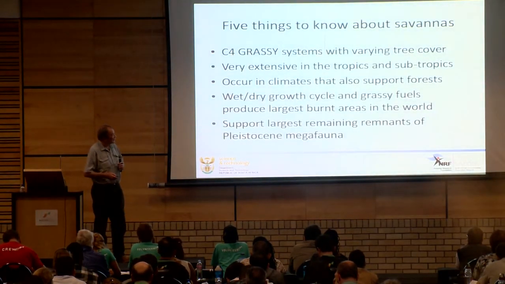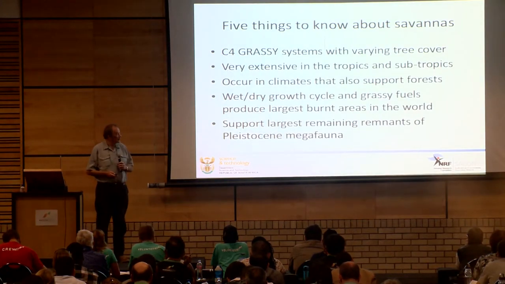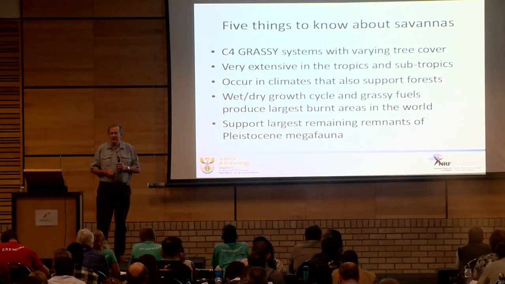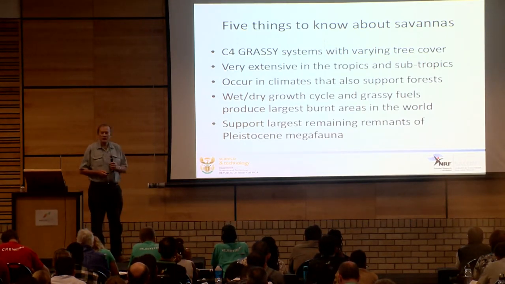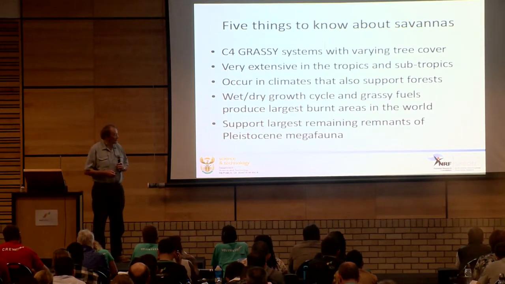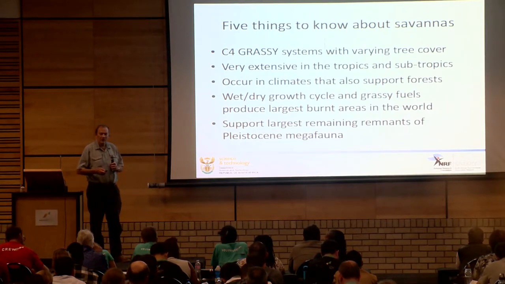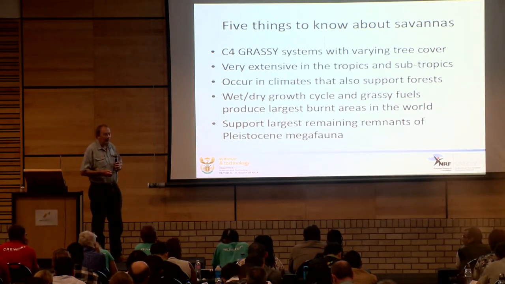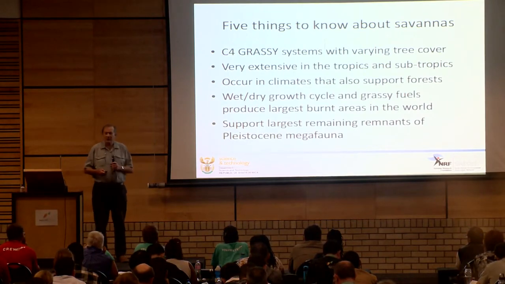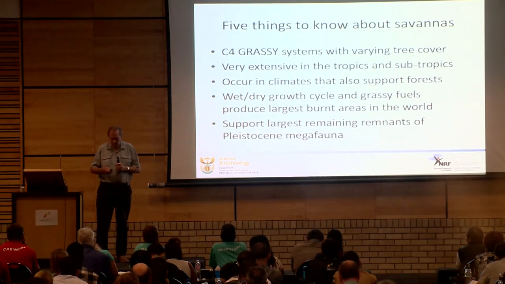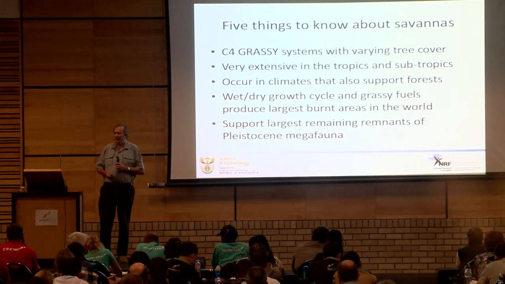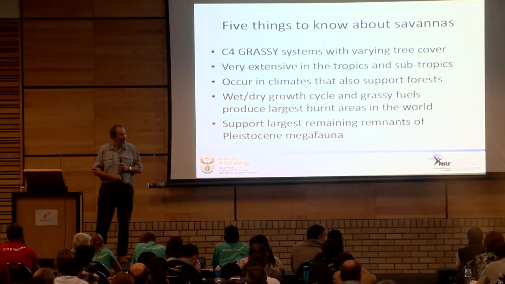And savannas have varying tree cover. They're very extensive in the tropics and subtropics. They don't have a distinct climate signal, so they occur in climates that can also support completely different vegetation. They're often in seasonal climates with wet, dry cycles. The wet cycle builds lots of grass fuel, biomass, and the dry allows fires to burn. So savannas account for the largest burnt areas per annum in the world. They also support the largest remaining remnants of Pleistocene megafauna, and here you have the opportunity to see them.